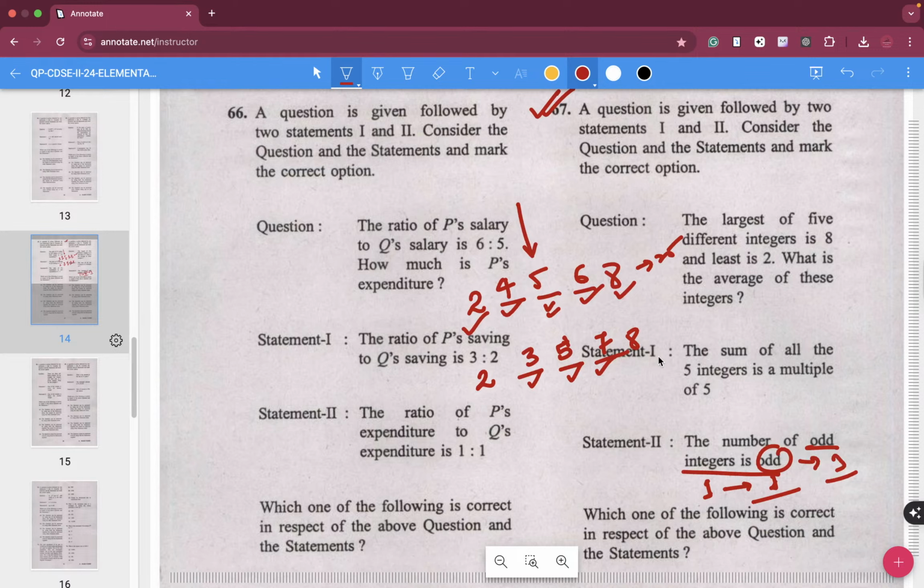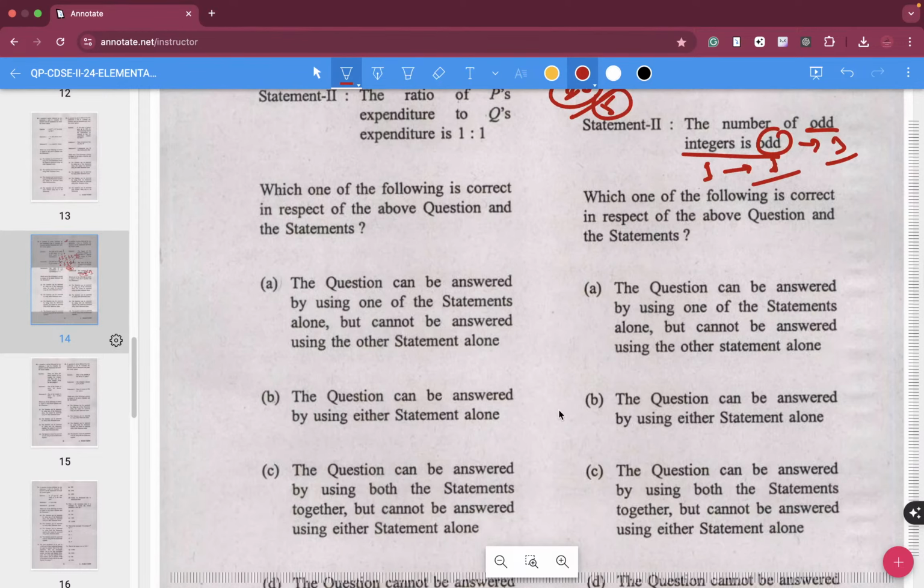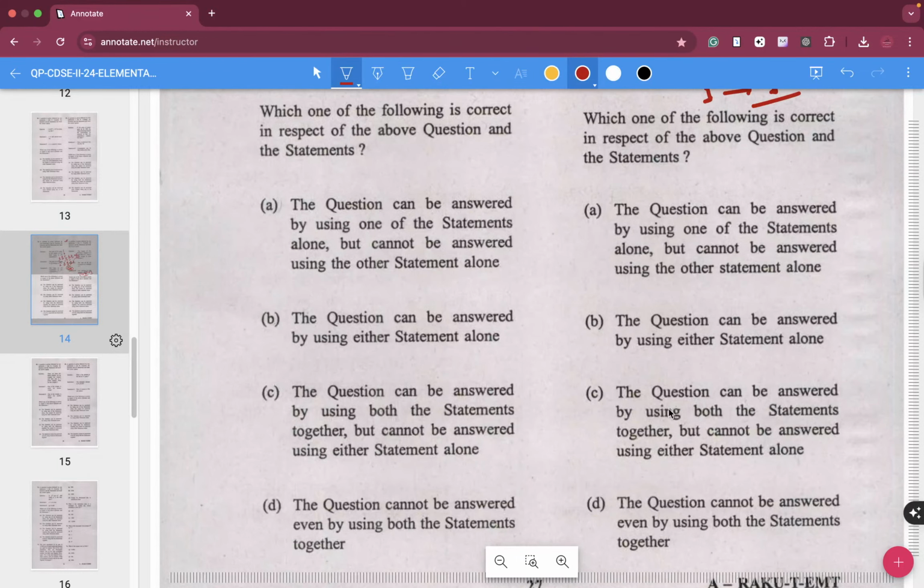The sum of all the integers is a multiple of 5. 8 plus 2 is 10, plus 10 is 20, plus 5 is 25. The largest of the 5 different integers is 8 and the least is 2. What is the average of the integers? In that case also, 25 divided by 5 is 5. So what did we get to understand? That this question cannot be answered is not the case.